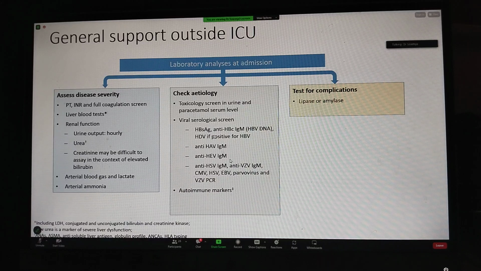Virological screening for hepatotropic viruses and other rare viral infections such as herpes simplex, varicella zoster, cytomegalovirus, and Epstein-Barr virus should be done. And rarely autoimmune hepatitis can cause severe acute hepatitis and acute liver failure. Serological markers should be sent for the analysis of autoimmune hepatitis.